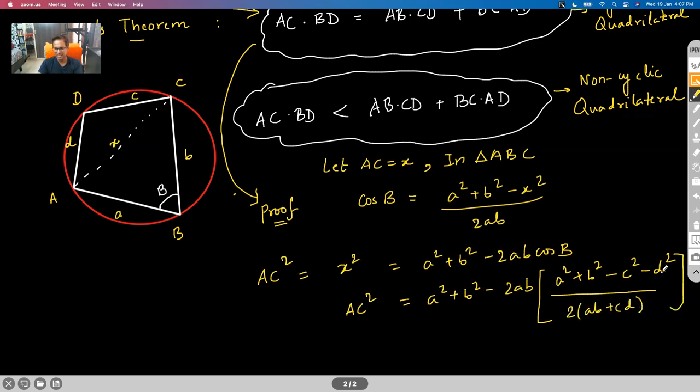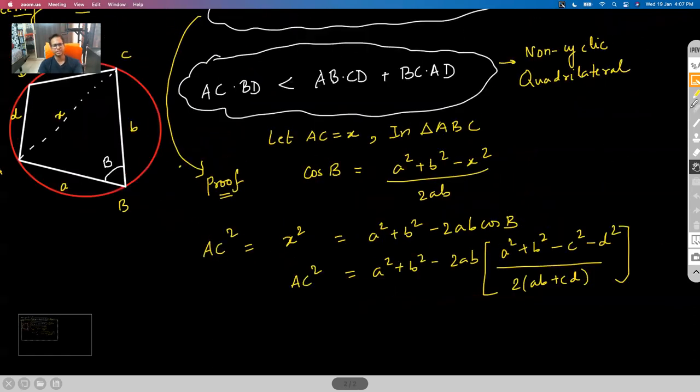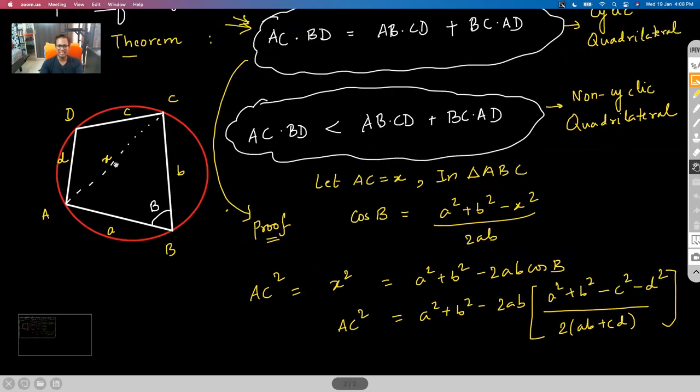Just turn the pages back. I think this was the last thing that we had done in our previous session. I'll reiterate it for the people who joined in a little late. We are doing the proof for Ptolemy's theorem. First, I called this AC length as X. For triangle ABC, I wrote the cosine law, which is A square plus B square minus X square by 2AB, that we have already seen in our triangles. From here, we got X square as A square plus B square minus 2AB cos B. Now, this cos B we had already seen in our last class. For a cyclic quadrilateral, cos B is given by this expression. So far, we have only done so much.